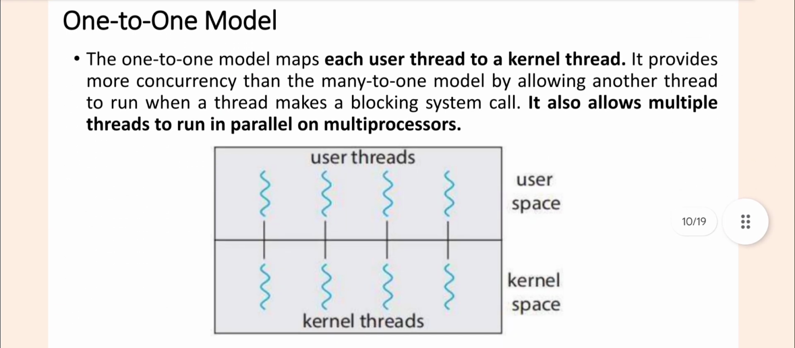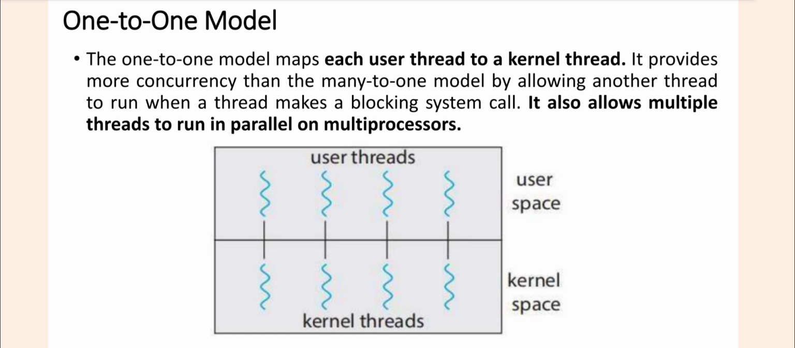The next one is the one-to-one model. In the one-to-one model, each user thread is mapped to a separate kernel thread. In the one-to-one model, both user and kernel manage the thread. The major advantage of the one-to-one model is that it allows the operating system to manage each thread individually. If one thread blocks, the others can continue executing.